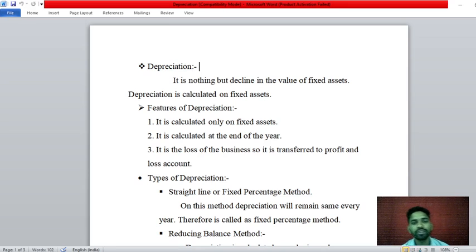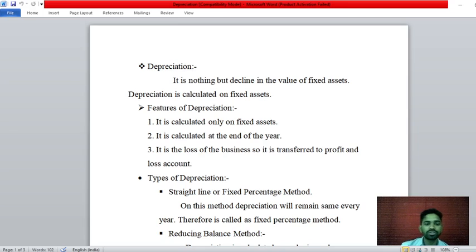So you know which are the fixed assets: building, land, machinery, furniture. These are the fixed assets. At the end of the year we have to reduce the value of that fixed asset, because we used it for 1 year. Now see the features of depreciation.